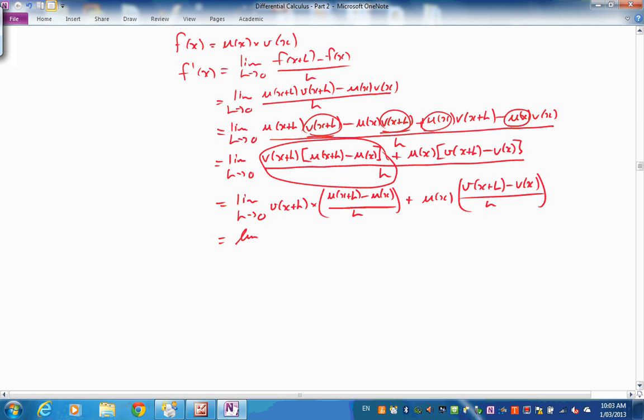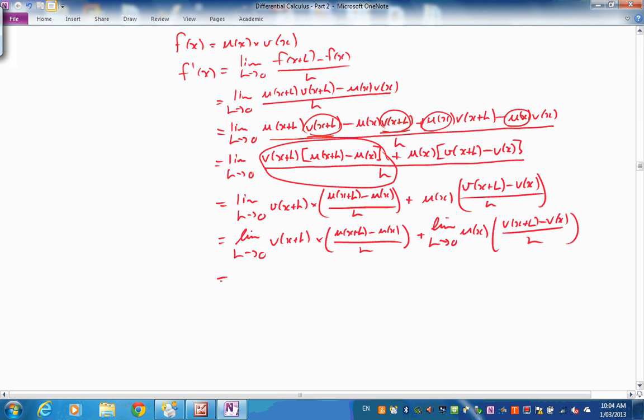Now this is the limit as h tends to naught of the separate functions. So it's v of x plus h times u of x plus h, take u of x, on h, plus the limit as h tends to naught of this thing, v of x plus h, take v of x, on h. Let's look at the limit of this first term. Now, as h tends to naught, in here, v of x plus h will tend to just v of x, times the limit of that, that's the definition of the derivative, isn't it?